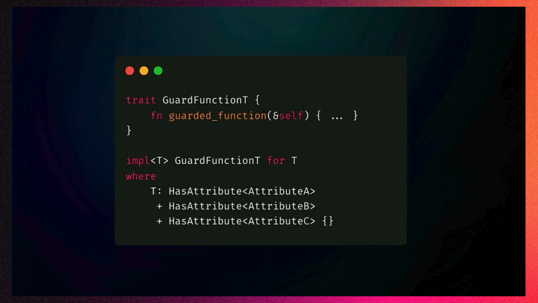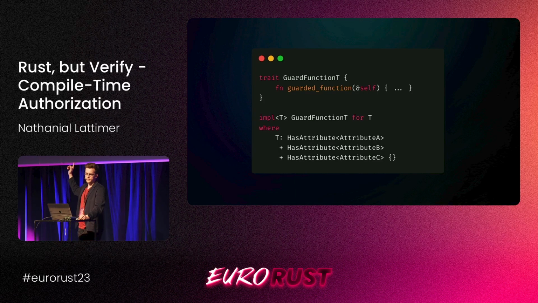So the last step to all of this madness is implementing a trait containing the function we're trying to protect. And then we implement that trait on any type that satisfies our conditions. In this case, we want to ensure that callers have called the check attribute A, check attribute B, and check attribute C functions. And we do that through the HasAttributeA, B, and C.